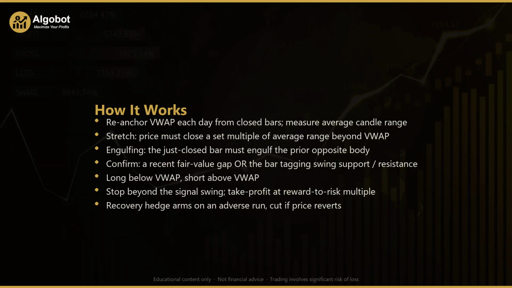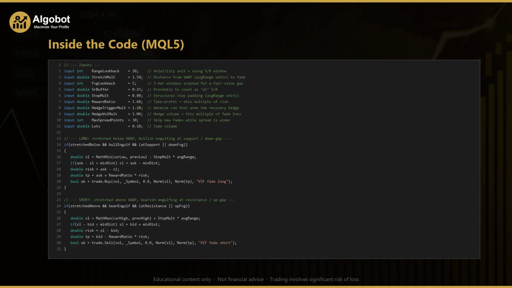Finally, the recovery hedge. If a lone fade runs against the position by the hedge trigger multiple of average range, and no hedge yet exists, the strategy opens one opposite leg with its own stop and a breakout target. If price instead snaps back before that target, the hedge is closed early so the original fade can continue toward its goal. Let's read the actual MetaQuotes language code on screen, just as you'd see it in MetaEditor.